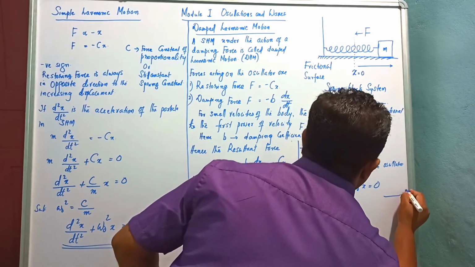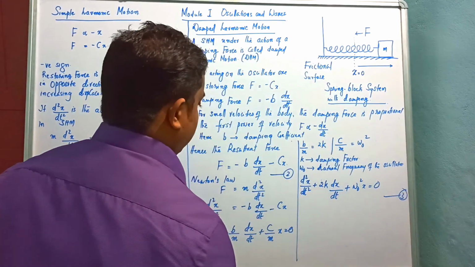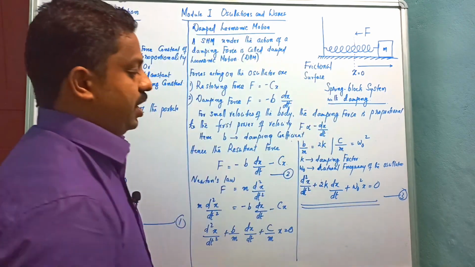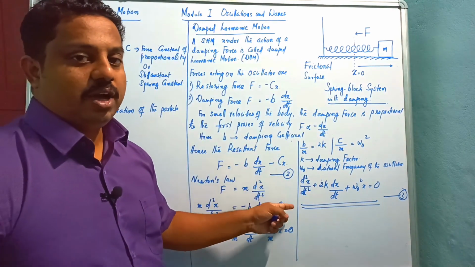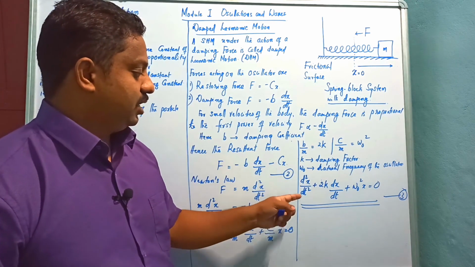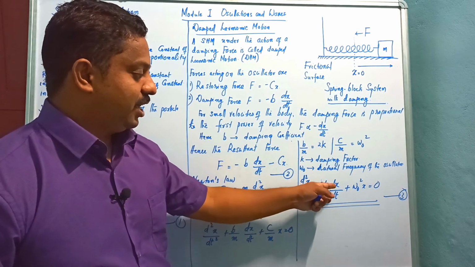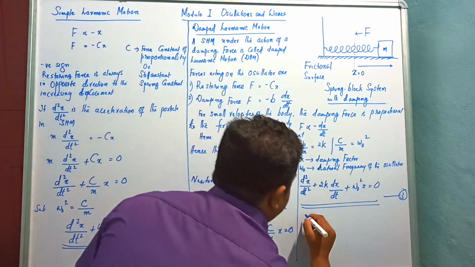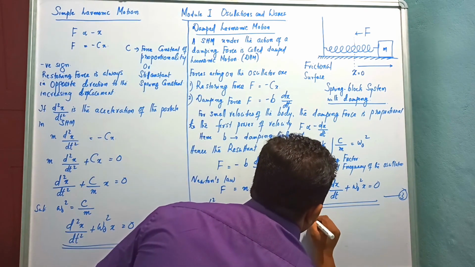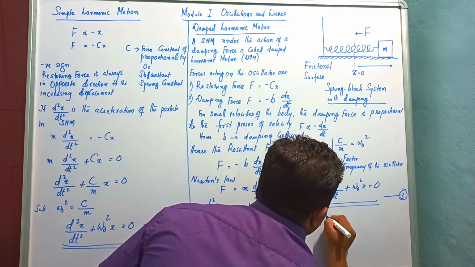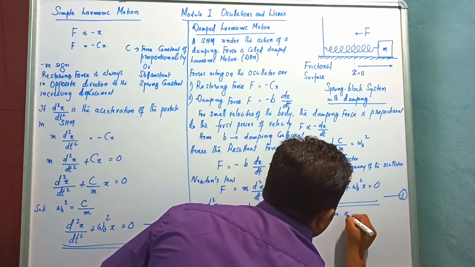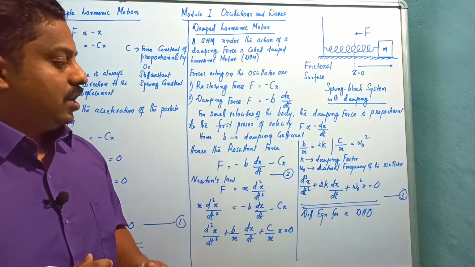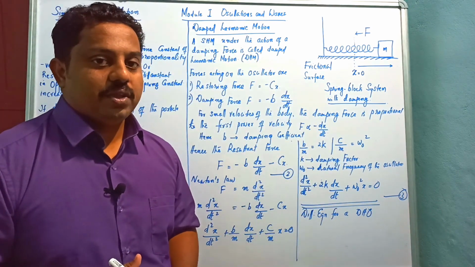So this is the differential equation for a damped harmonic oscillator: d square x by dt square plus 2k dx by dt plus omega 0 square x equal to 0.